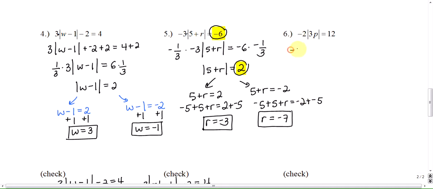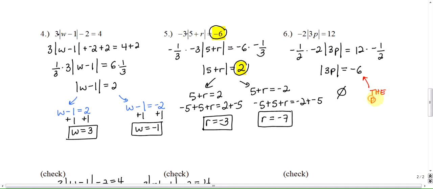So in this case, on number 6, I multiply both sides by a -2 to isolate the absolute value bars. Multiply both sides by a -1/2. I get absolute value of 3p equals -6. And this is no solution. I have to remember that this is the distance from 0, and it can't be negative.